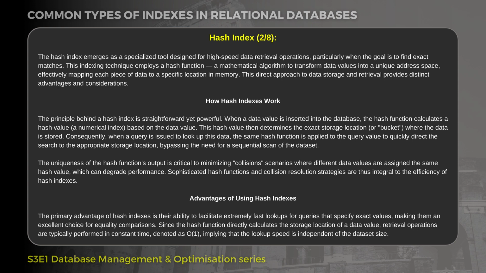Advantages of using hash indexes. The primary advantage of hash indexes is their ability to facilitate extremely fast lookups for queries that specify exact values, making them an excellent choice for equality comparisons. Since the hash function directly calculates the storage location of a data value, retrieval operations are typically performed in constant time, denoted as O(1), implying that the lookup speed is independent of the dataset size.